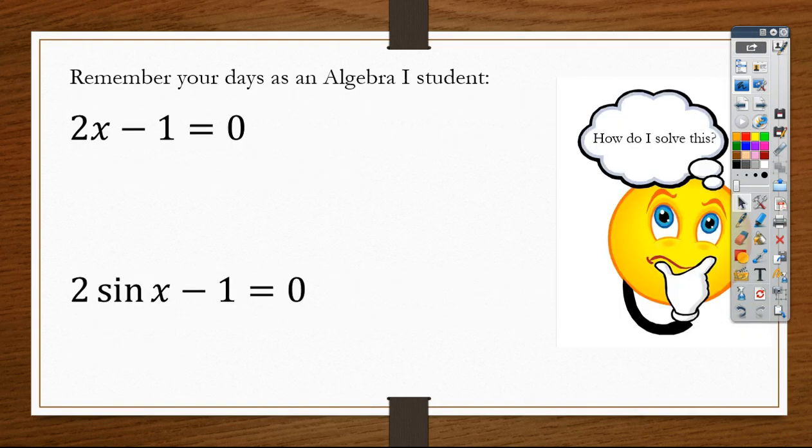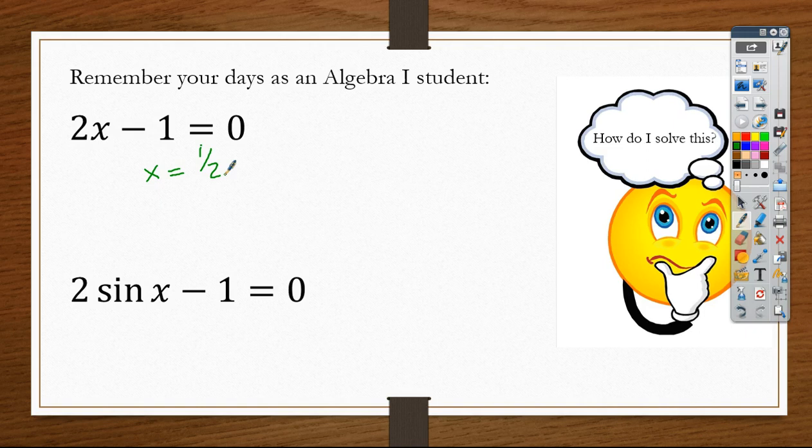Oh yes. How do I solve something like this? I'm hoping this is fairly straightforward, right? I add 1 to each side and divide by 2, and I get x is equal to a positive 1/2. Well, that's very similar to what we're going to do here.